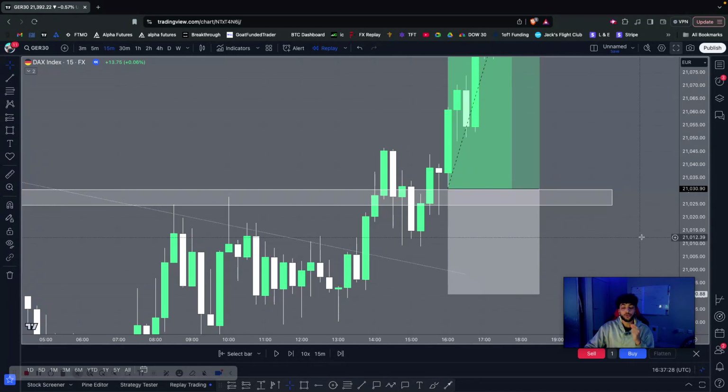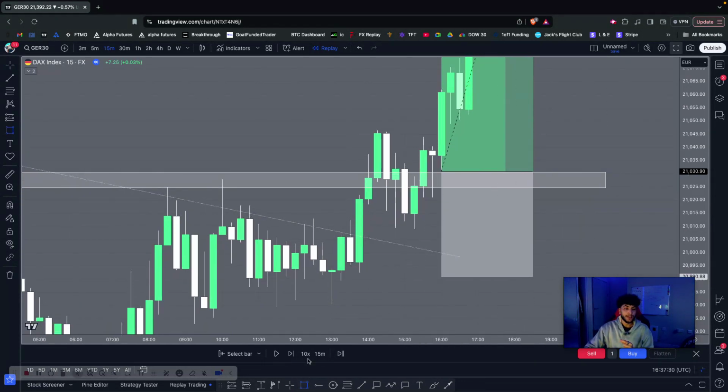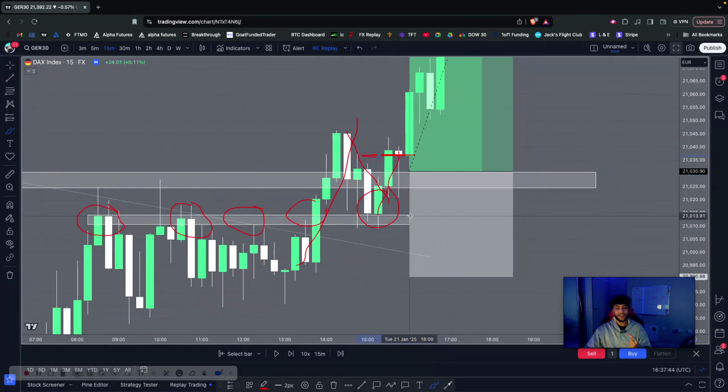Now, if I was trading the 15-minute time frame, I could have very easily drawn a key level right here, because as you can see, we're respecting this zone. So this was the break, this was the retest. So this right here could have been the continuation movement if I was trading the 15. And in some essence, I essentially did do that.